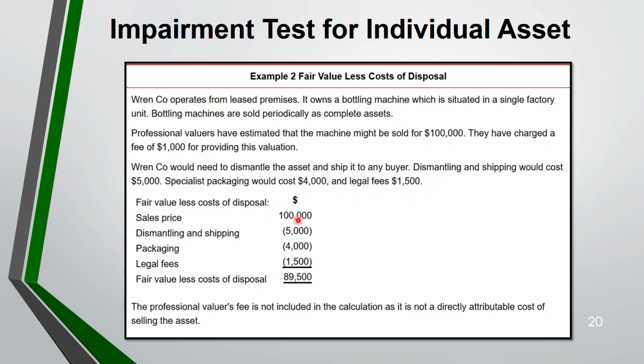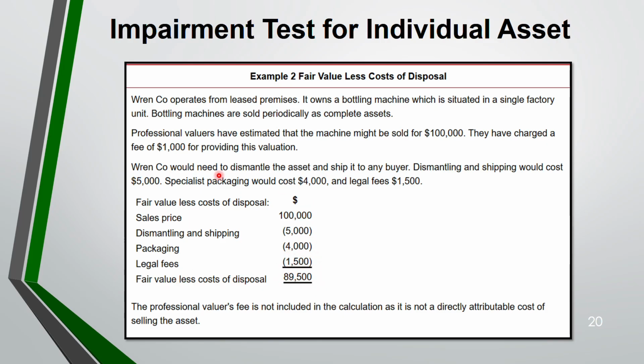100,000. From this 100,000, what are the costs you can deduct? Dismantling and shipping 5,000 you can deduct. Special packaging 4,000 you can deduct. See, 5,000, 4,000 they have deducted. And also legal fees 1,500 you deduct. And this is your fair value less cost of disposal, 89,500.